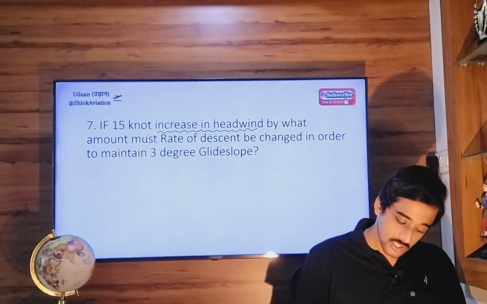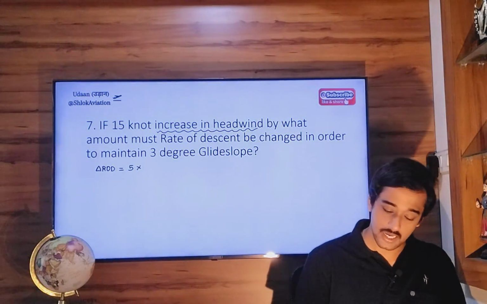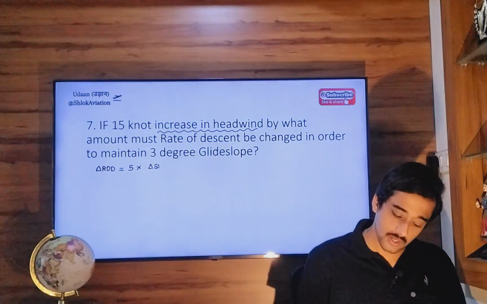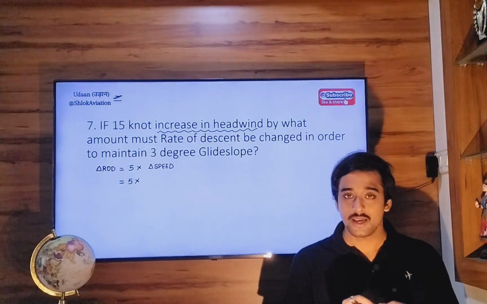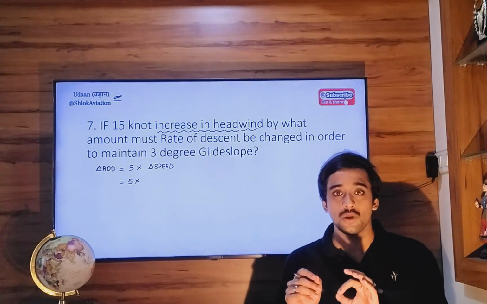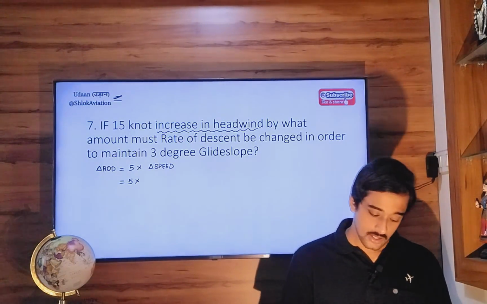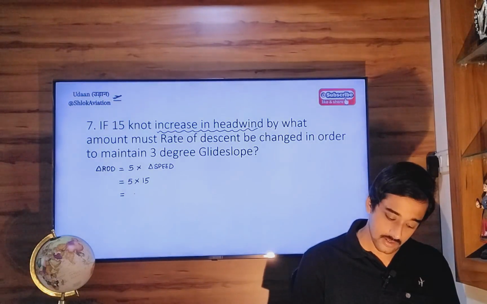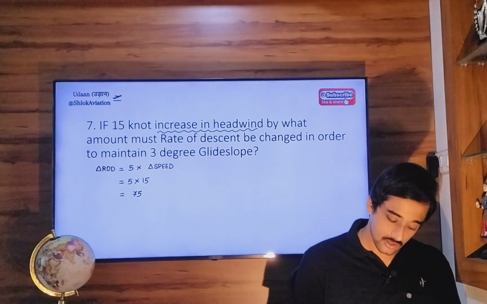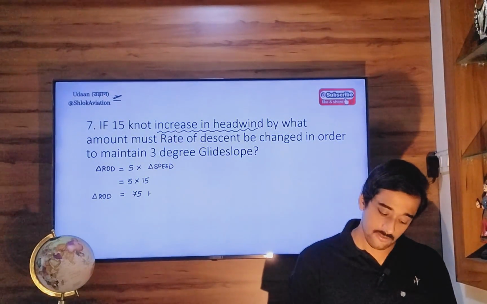Okay, so change in rate of descent equals 5 multiplied by change in ground speed. So 5 multiplied by, if there is a 15 knot increase in headwind, the consequence of it will be that there will be a 15 knot decrease in ground speed. So 5 into 15. So 5 5s are 75. So the change in rate of descent required is 75 feet per minute.